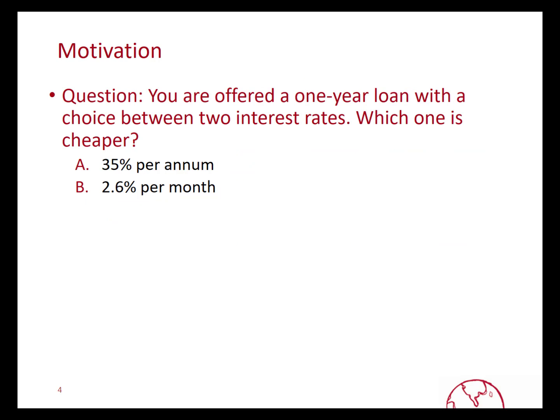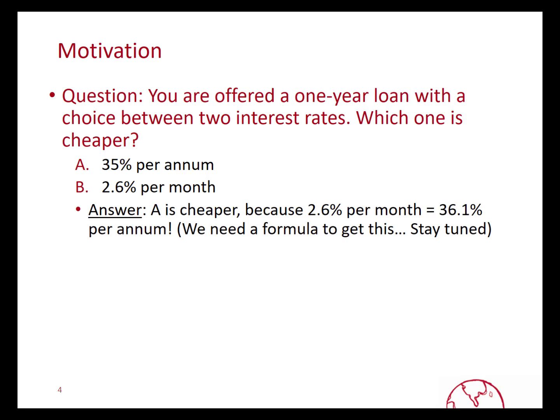So let's think of an example. Suppose you're offered a 1-year loan with a choice between two interest rates. Which one do you think is cheaper? You're offered A, 35% per annum, or B, 2.6% charged each month. Well, the answer is that A is cheaper, because if you were to convert a quoted rate of 2.6% per month to an effective annual rate, you would find out it is over 36%.